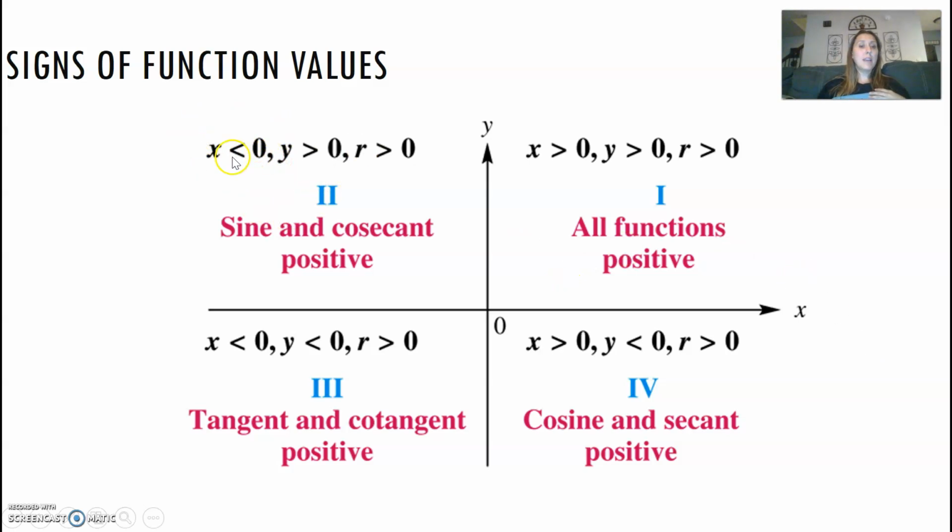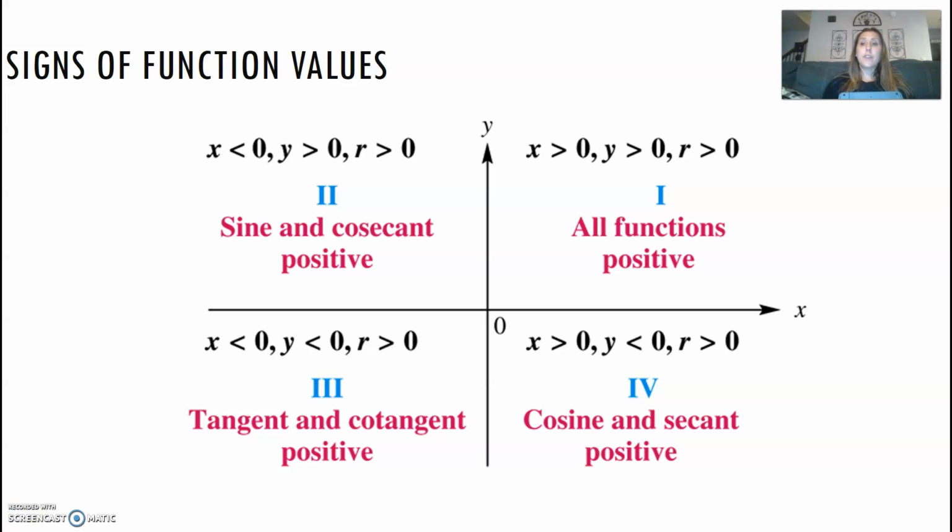This is saying that when x is less than 0, but y is greater than 0, and r is greater than 0. So we're going to be talking about when these circumstances happen, what is going to happen. So in the second quadrant, when these circumstances are happening, then sine and cosecant are going to be positive. All functions are positive here. So we're talking about those 6 trig functions. So go ahead and hit pause and take as long as you need to get this all in your notes, because you are going to need this.